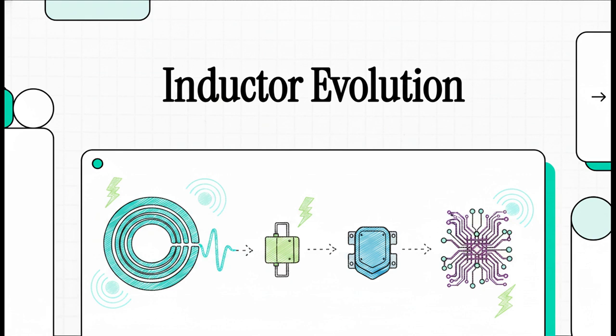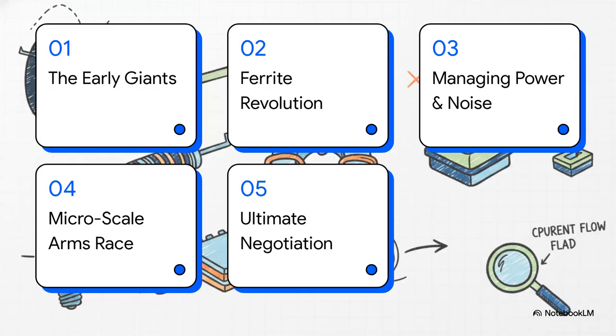You know, to the untrained eye, it's just a coil of wire, or maybe a tiny microscopic speck of ceramic. But in reality, it's the central character in a century-long evolutionary arms race. Today, we're going to decode that entire evolution. We've got 5 main battlefronts to cover today. We'll start with 1, the early giants, move into 2, the Ferrite Revolution, then 3, managing power and interference, scale down for 4, the microscale arms race, and wrap up with 5, the ultimate negotiation.